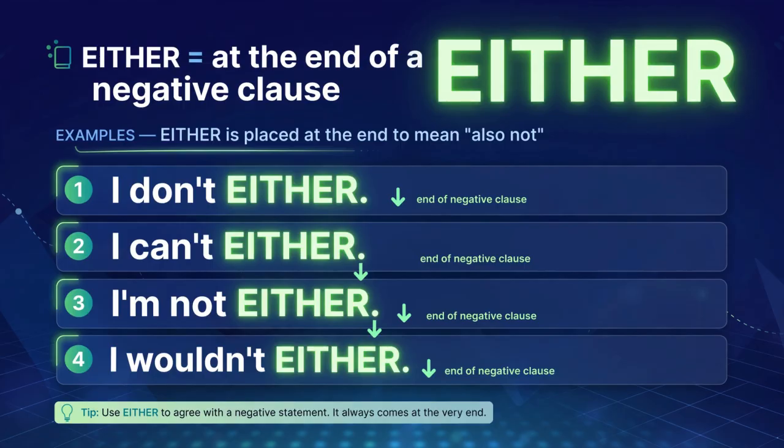Either goes at the end of a negative clause. So instead of neither do I, you can say I don't either. Notice the structure. The sentence stays negative with don't, and either sits at the end.